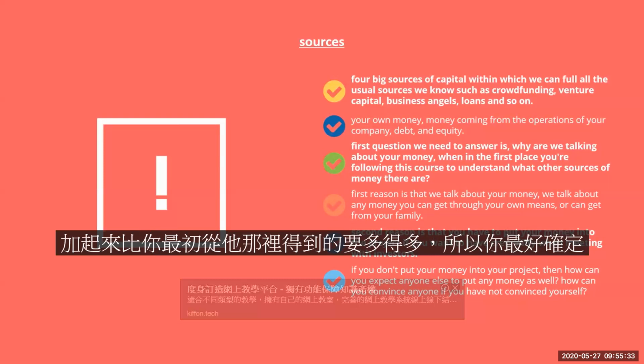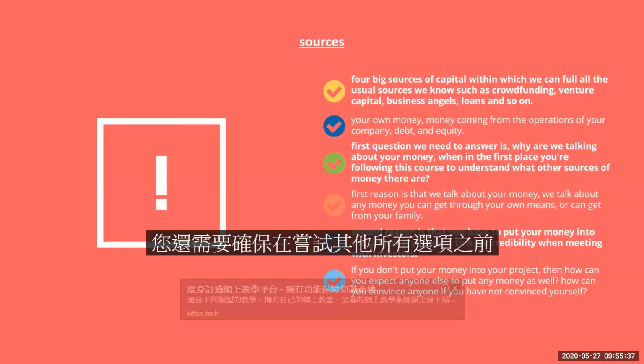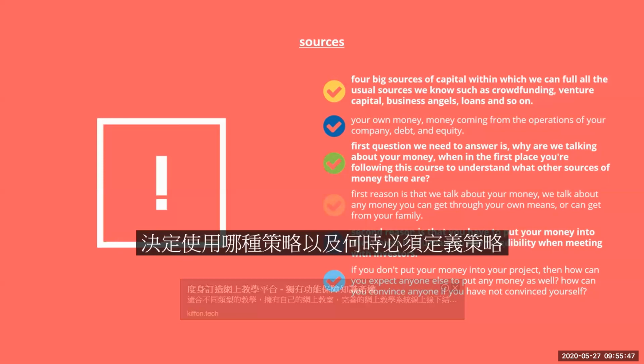So you'd better be sure that this money is really needed and that you are really getting a great deal. You'll also want to make sure you have tried every other option before resorting to giving away your shares. Depending on your specific situation, you'll have to consider tapping into one or more of the sources of capital. Deciding which one to use and when is a strategy you'll have to define.